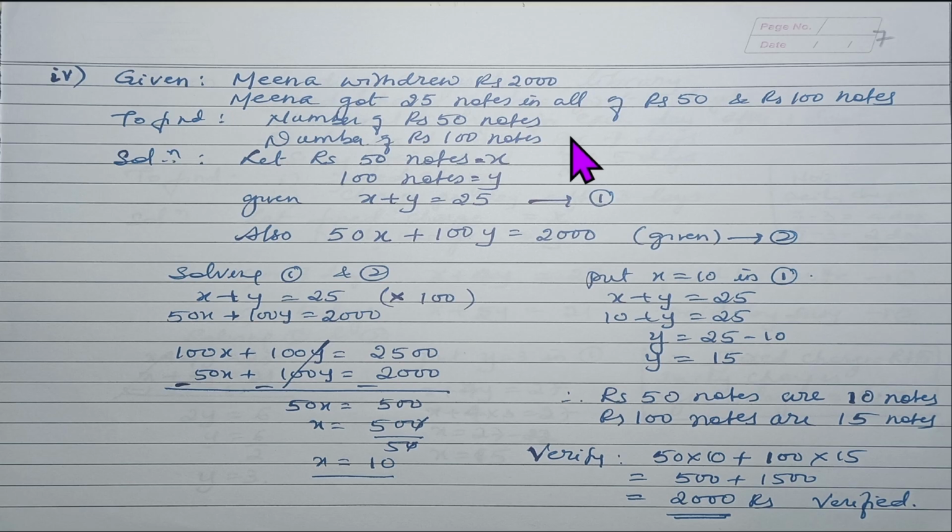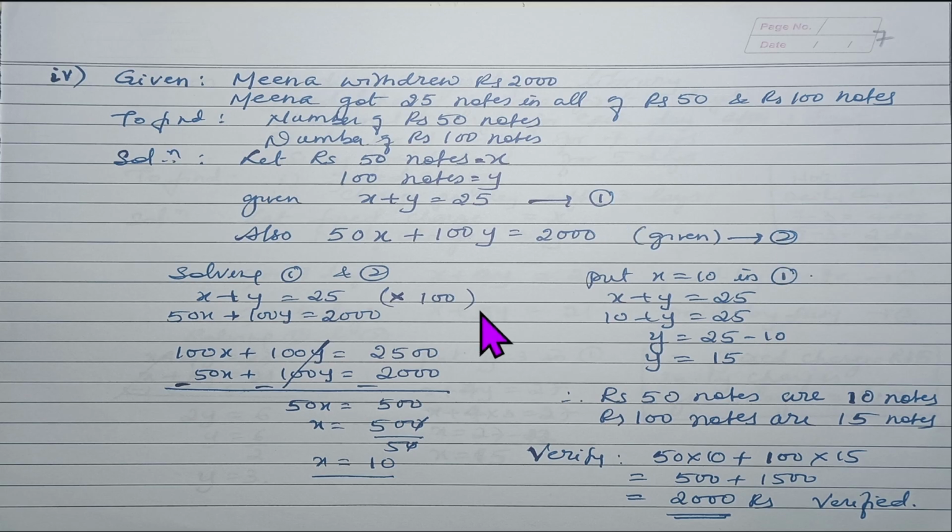So let us assume here, let the 50 rupee notes be x and the 100 rupee notes be y. We have been given that x plus y is 25, because the total number of notes is 25. Also, x number of 50 rupee notes, that is 50x, plus y number of 100 rupee notes, that is 100y, when we add this, we get 2000, because the total amount is 2000. So that is equation number 2. So we got two equations here: x plus y equal to 25, and 50x plus 100y equal to 2000.